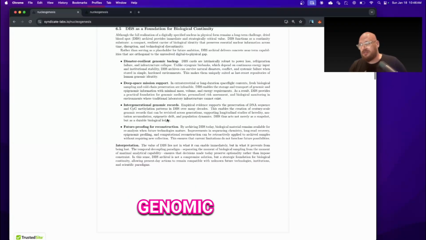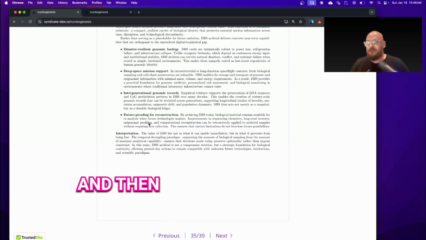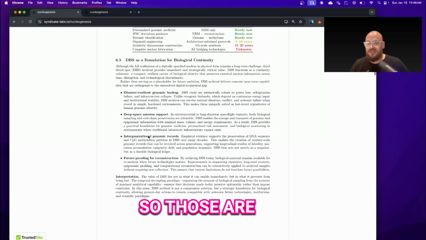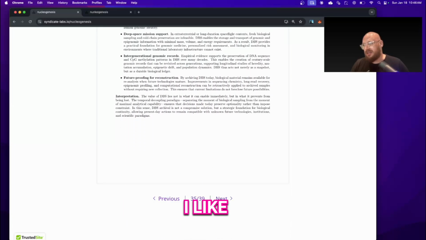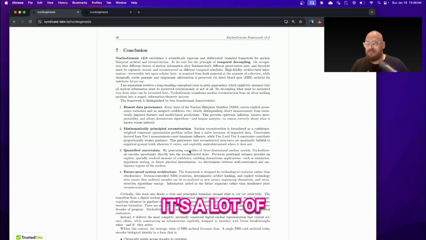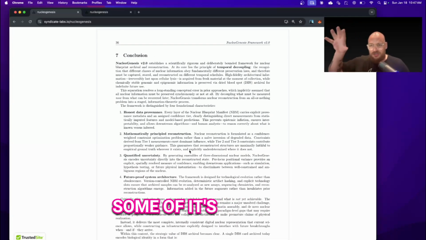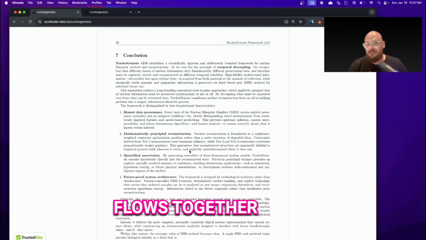Intergenerational genomic records, and again, future proofing for reconstruction. So those are the whole thing. I challenge you to go read this paper. It's pretty amazing. I like it. It's some years of work, and some of it's disjointed, but some of it flows together nicely.